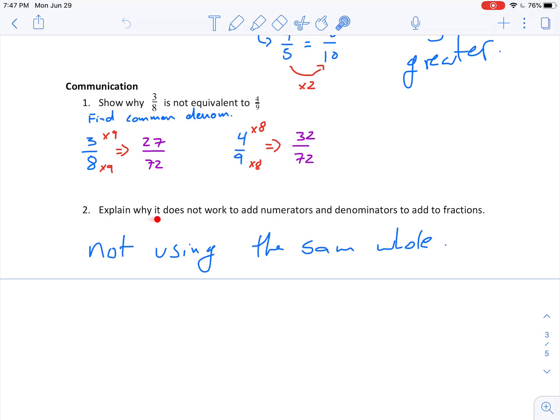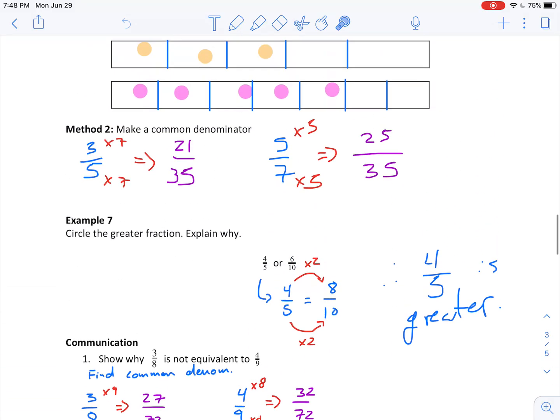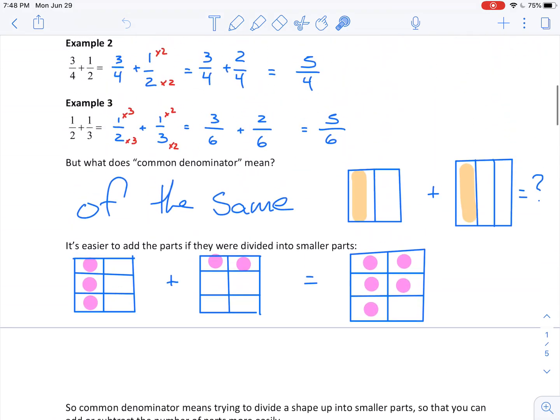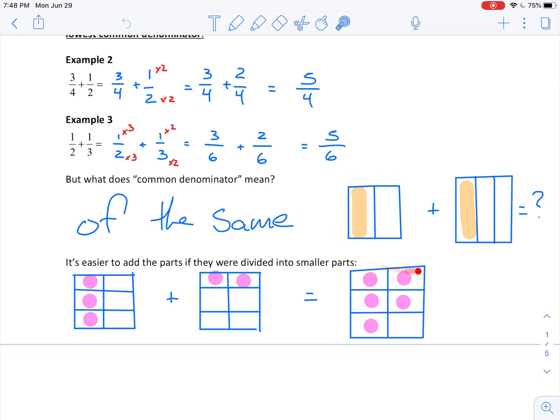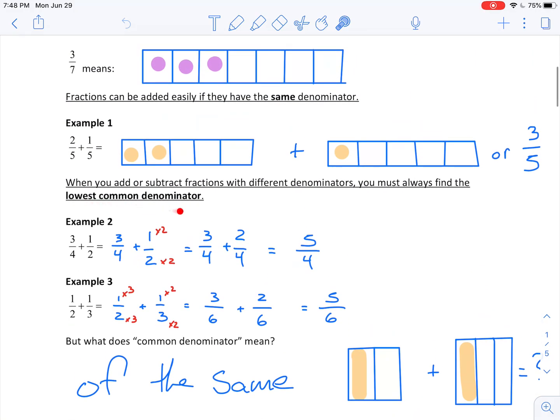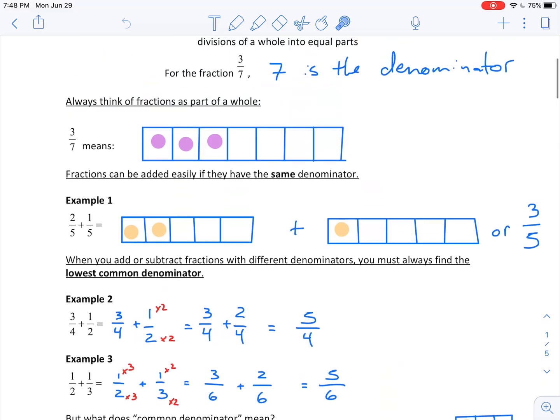Right, so quickly explain why it does not work to add numerators and denominators to add fractions. So why we can't just simply add everything we see together, because we are not using the same whole, right? And this illustration up here does a pretty good job of breaking that down, right? So I have, these aren't the same. I need to make them the same in order to add them properly, right? So the big takeaway: make sure that everything has a common denominator before we add or subtract fractions.